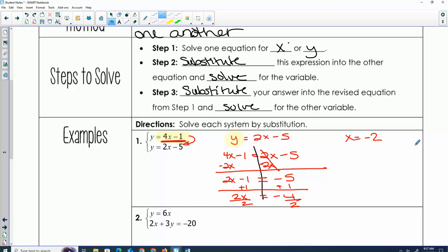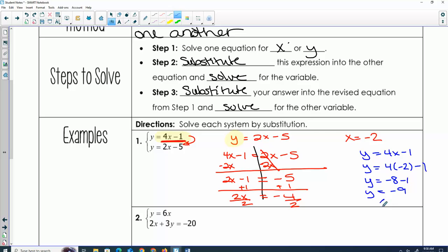Once I have my x, I am subbing that back into the second, or well, either equation. But let's just go with the first one. So now, my first equation was y equals 4x minus 1. But what is x equal to? So I'm replacing my x with a negative 2. Okay. Then we're just simplifying. 4 times negative 2 is negative 8. Negative 8 minus 1 is negative 9.